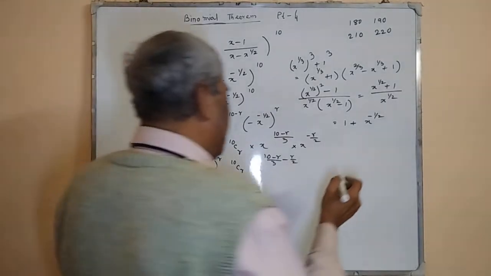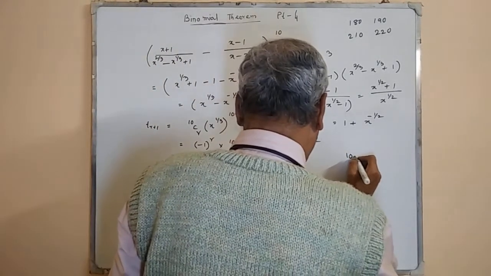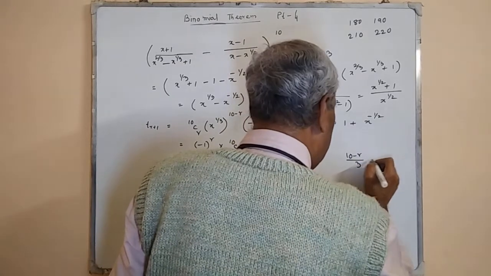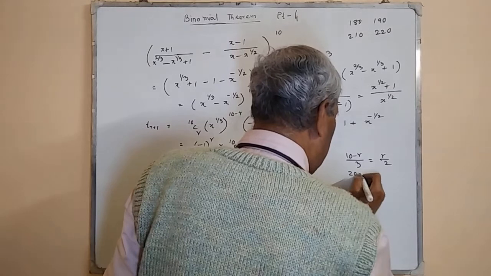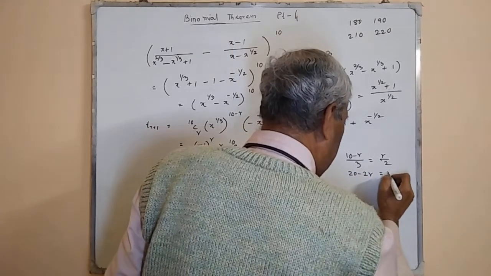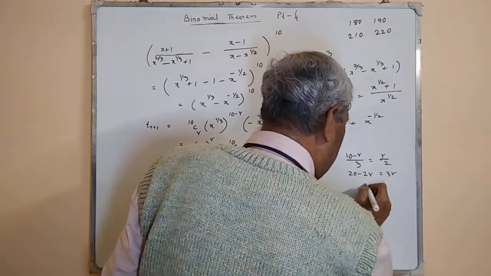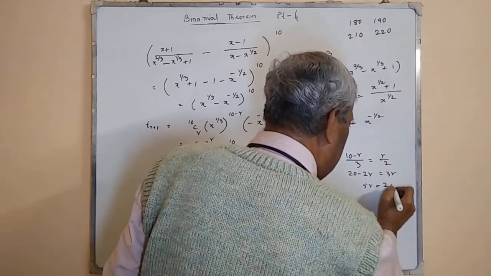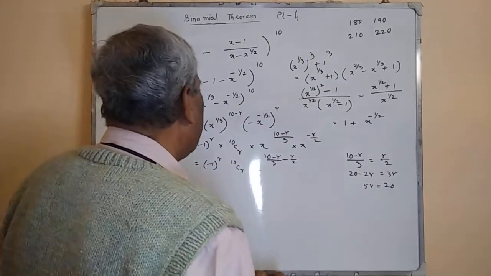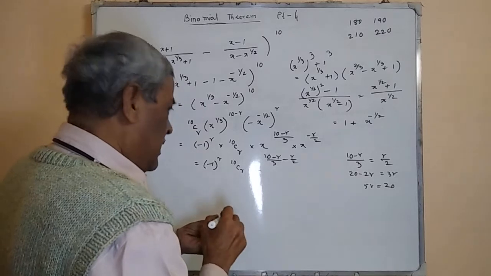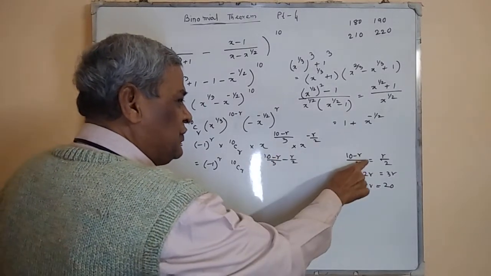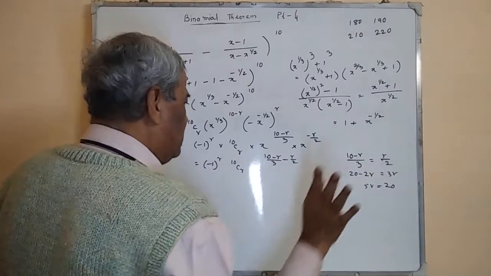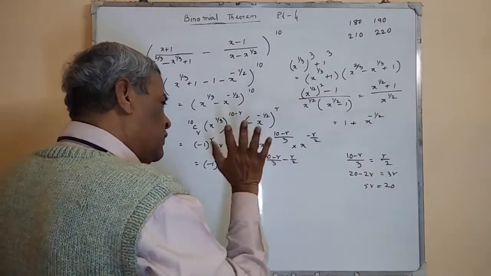So we must get (10 minus r) by 3 is equal to r by 2. That is 20 minus 2r is equal to 3r. So 5r is equal to 20, r is equal to 4. If we put r is equal to 4 over here, this is obviously 0, because we have taken that it is equal to 0. So this x to the power 0 is 1.